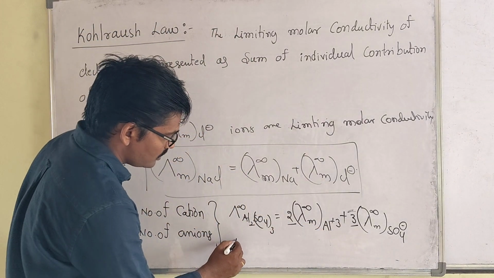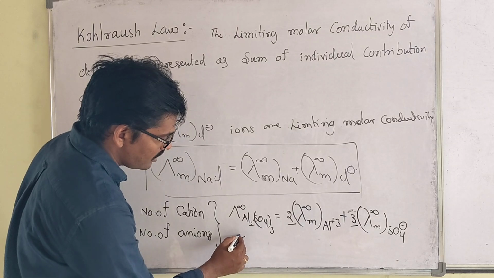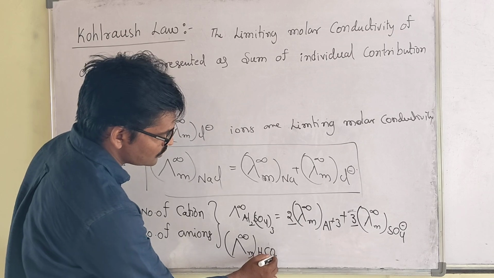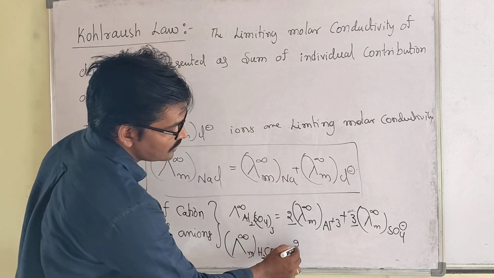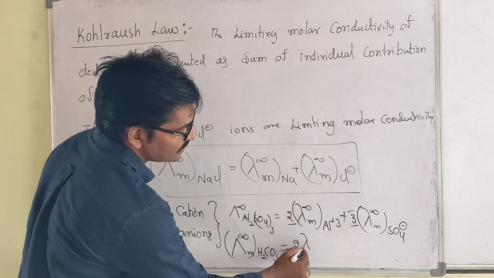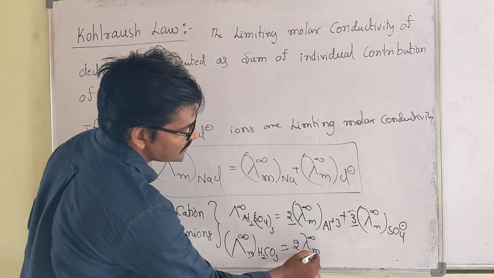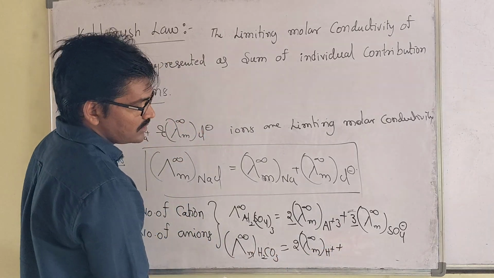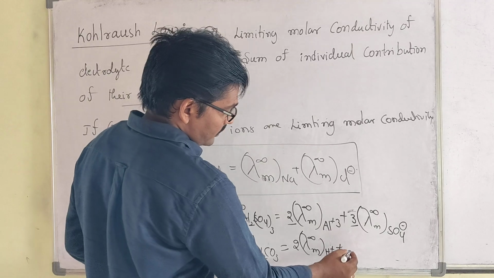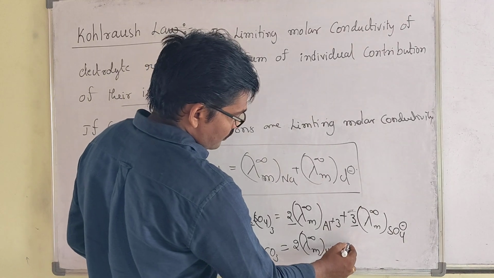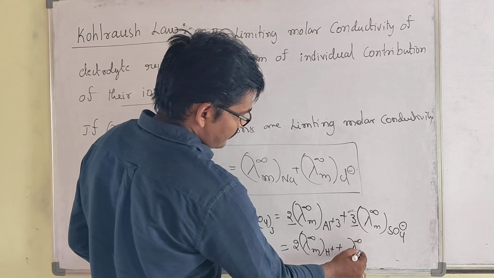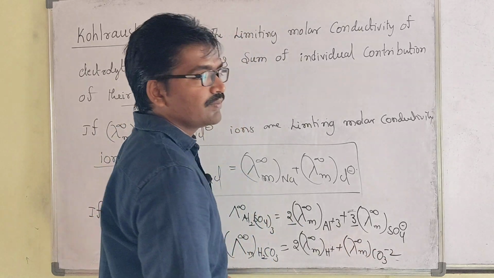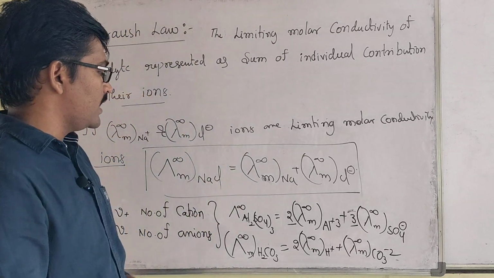One more example: the limiting molar conductivity of H2CO3. How do we represent it? 2 times the limiting molar ionic conductance of H plus ions, plus CO3 minus 2, which is only one ion, so one times the limiting molar ionic conductance of CO3 minus 2. Clear, my dear students?